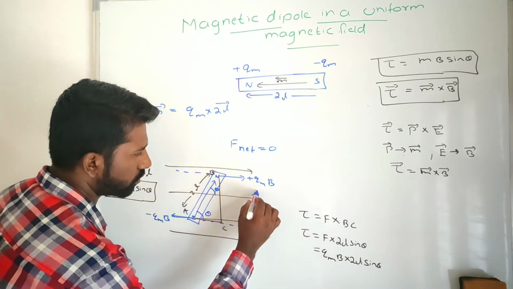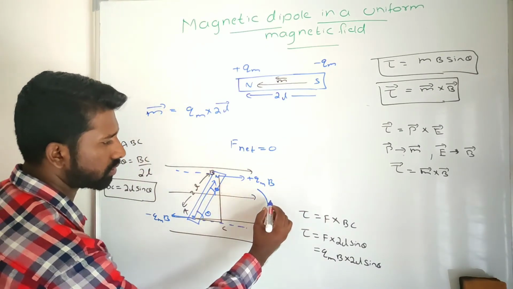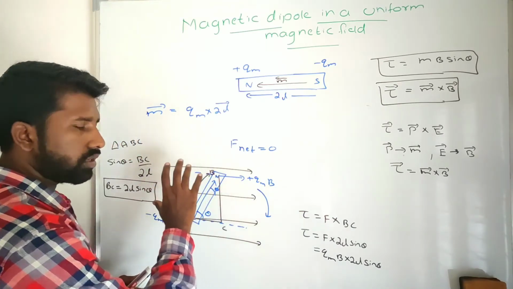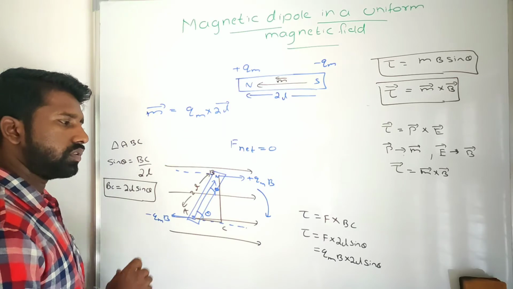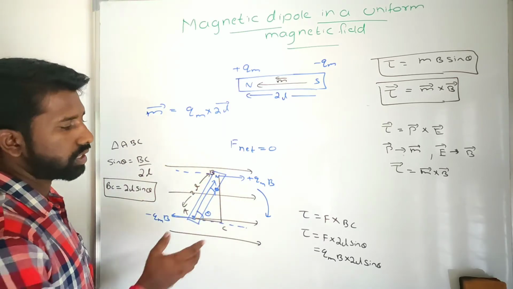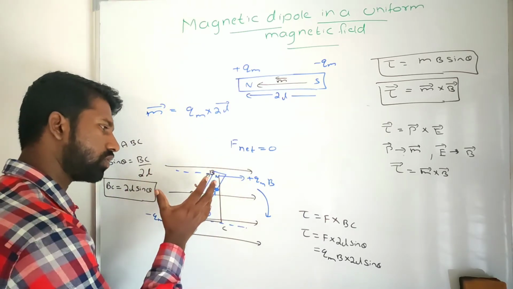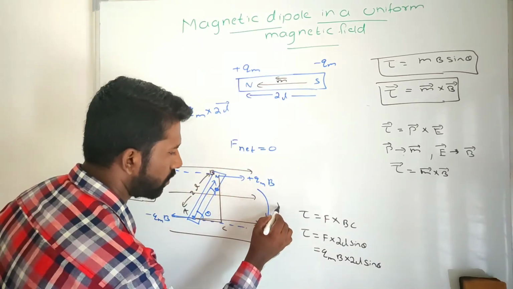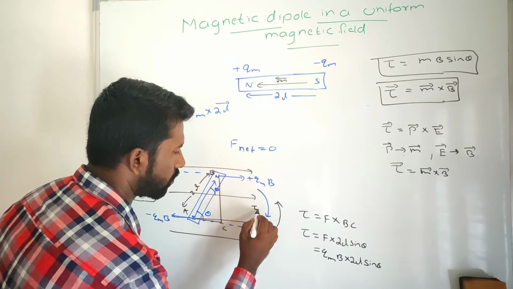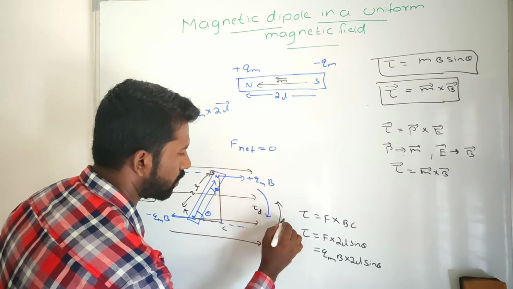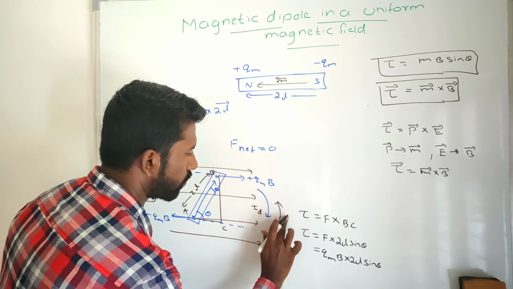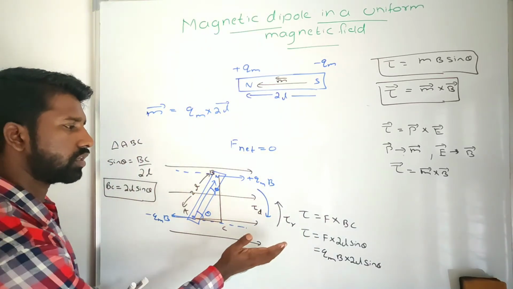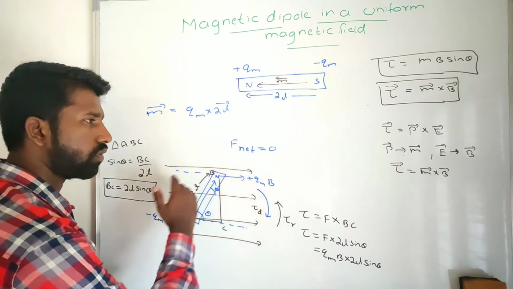This torque tries to rotate this dipole in this direction. Due to the inertia of this dipole, a restoring torque acts in the opposite direction. The restoring torque tries to bring it back. That means this torque is the deflecting torque, and this is the restoring torque. This restoring torque tries to bring it back to the original position.